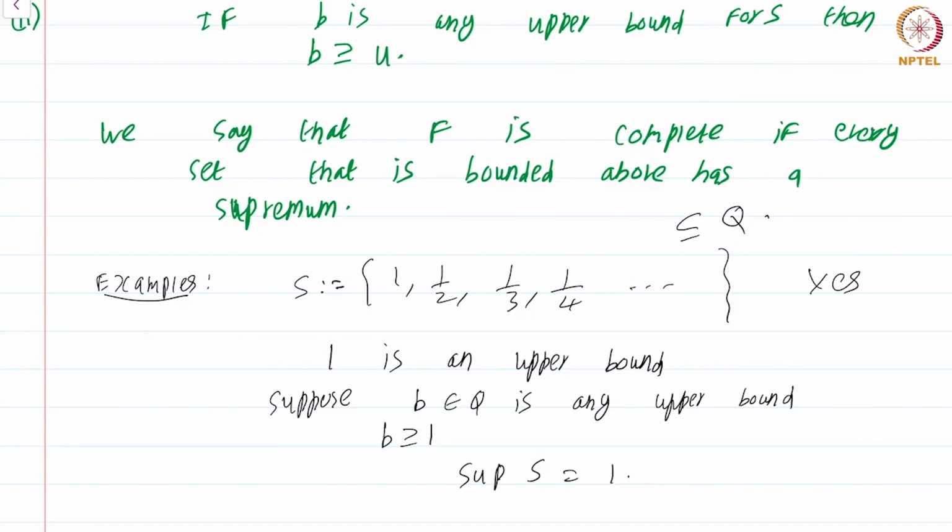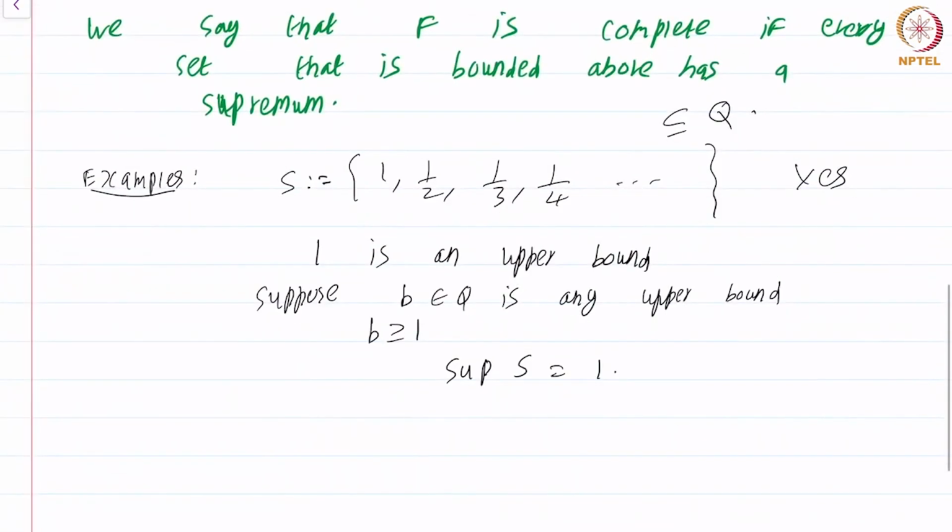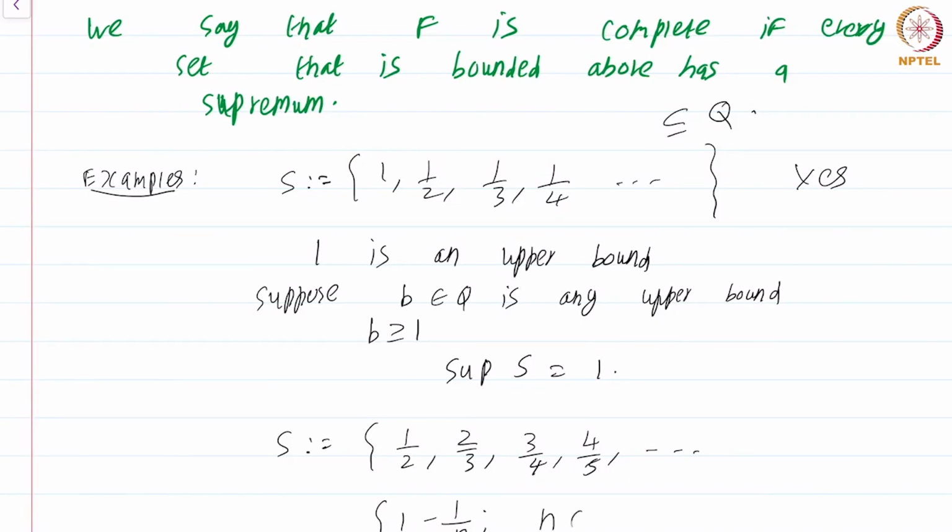Okay. Let's see another example. It's a slight variant of this example. I define S to be, instead of 1/2, 1/3, and so on, 1/2, 2/3, 3/4, 4/5, and so on. This is just 1 minus 1 by n, such that n is in N and n is greater than 1.